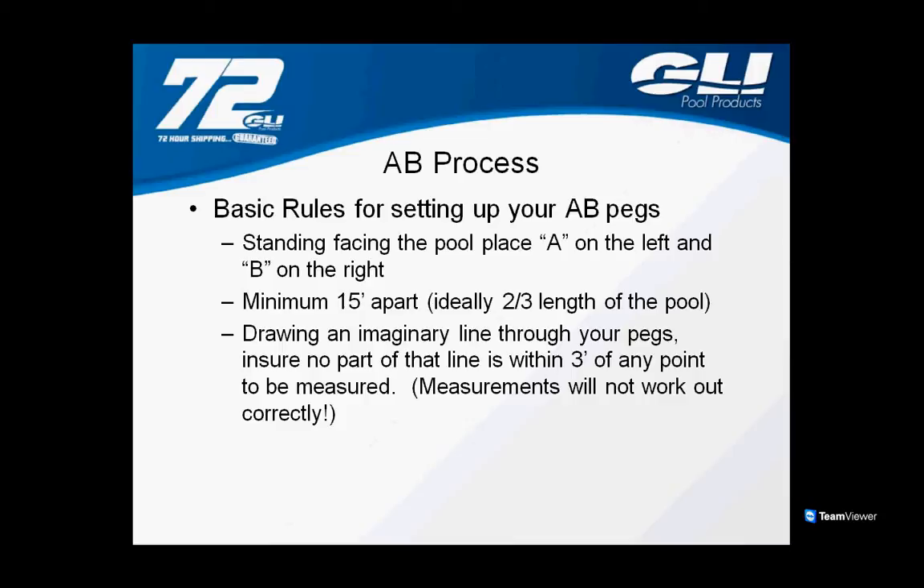And you want to have an AB line of a minimum of 15 feet. Ideally, you want it to be 2/3 the length of the pool. What that means is if you have a 30-foot pool, you want to take that AB line down the length of the pool, obviously offset so it's not down the physical length of the pool, and you want to make it about 2/3 of the length. If it's 31 feet, make the AB line 20 feet. It'll be fine. If it's 35 feet, make the AB line 25 feet.